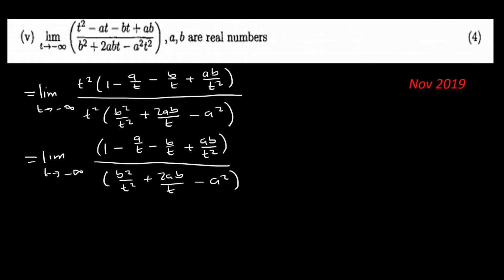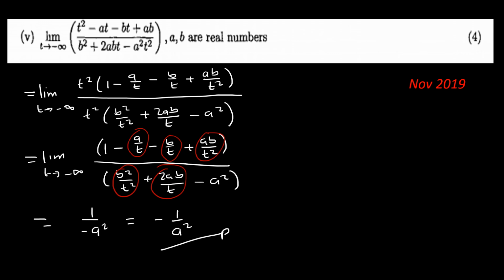So now let's substitute. This time I'm not showing it, I'm just substituting. What do we know? Everywhere you are dividing by t, I'll have 0 because I'll substitute infinity. 0, 0, 0. So at the top I'm left with 1. At the bottom this is 0, 0. So at the bottom I'm left with minus a squared. So my answer is minus 1 over a squared. That's your answer there.